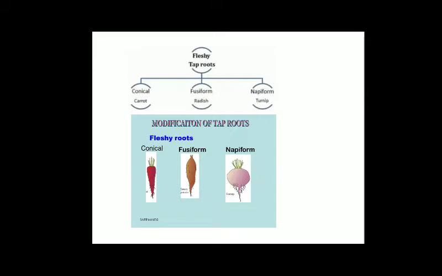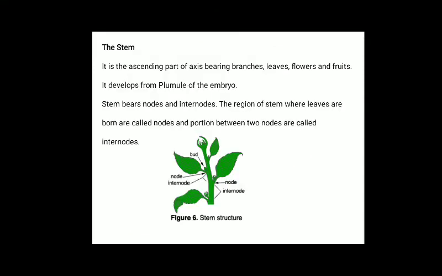Then the taproots that undergo modification are the conical root in case of carrot, fusiform root in case of radish and napiform root in case of turnip. All these roots are helpful for storage of food substances.